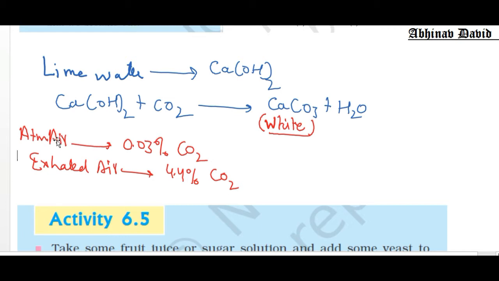Now in the atmospheric air, the amount of carbon dioxide is about 0.03%, and in the exhaled air the amount of carbon dioxide is about 4.4%. So obviously the amount of carbon dioxide present in the exhaled air is more. So the time taken for calcium carbonate to be formed in the lime water will be faster when we blow the air through the mouth as compared to passing the air from the atmosphere. Now atmospheric air only contains 0.03% of carbon dioxide. So it takes more time for calcium carbonate to be formed.